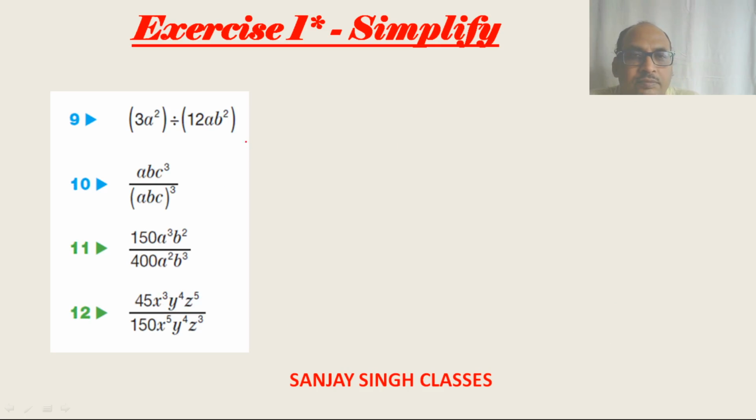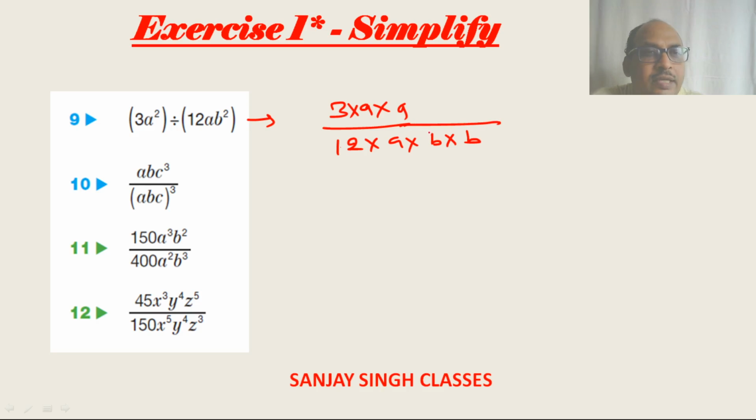Now here, ninth one, 3 A into A. You can put multiplication here, no problem. And then 12 into A into B into B. Okay, so 1A has got cancelled and 3 4 are 12. So it has become A by 4B square.